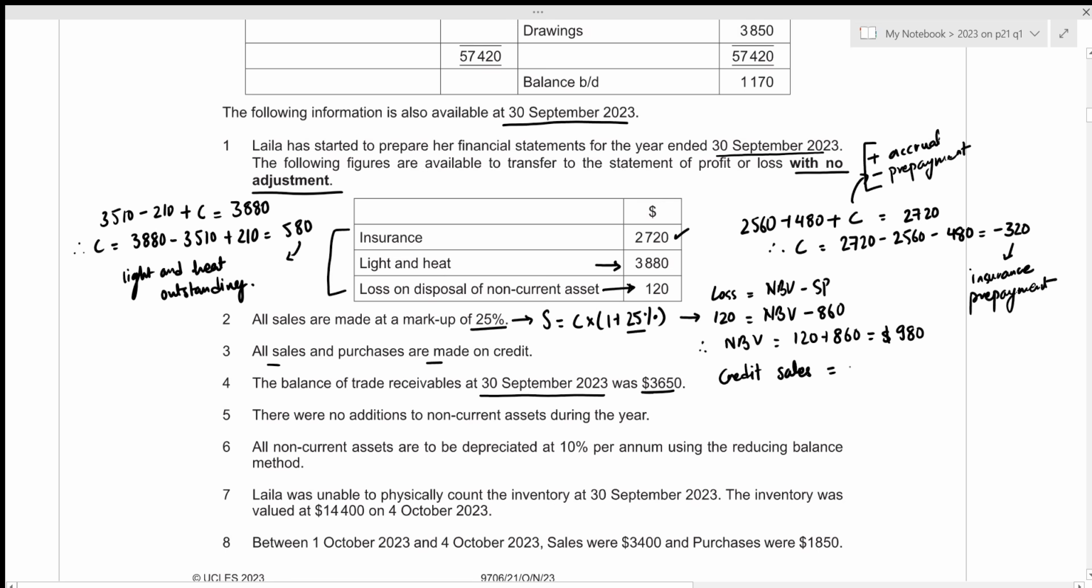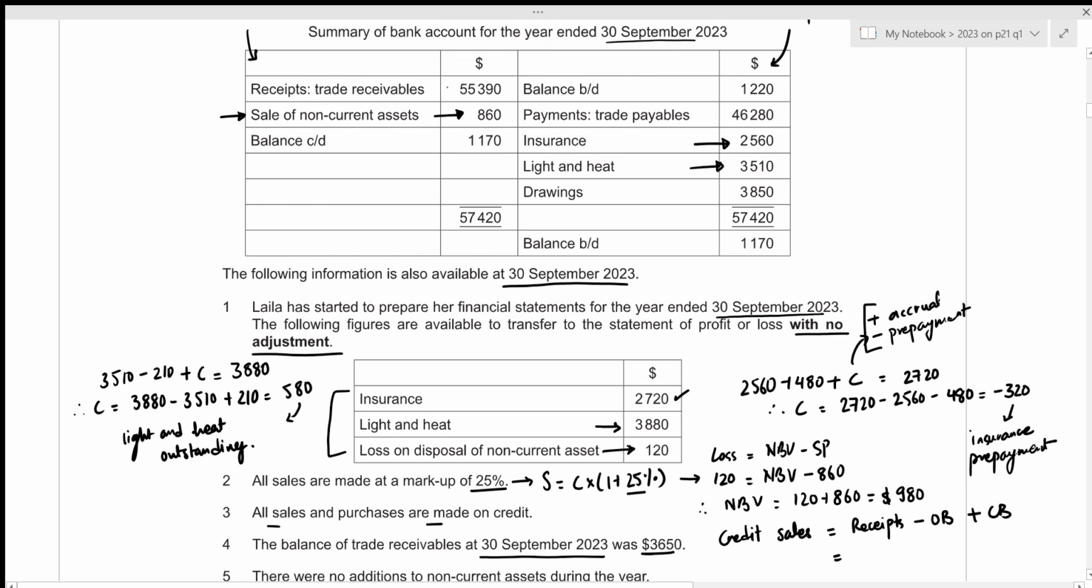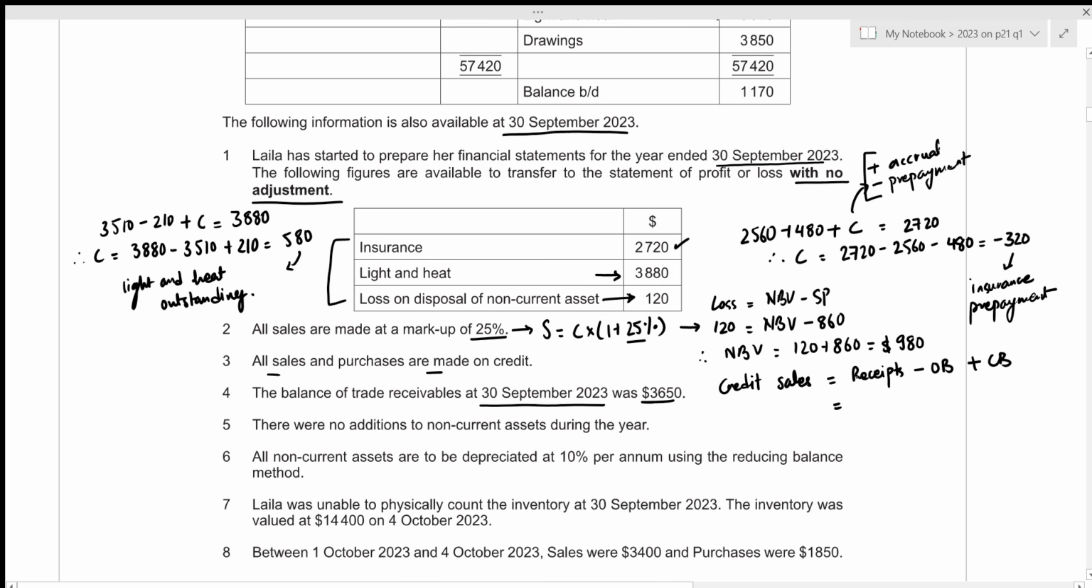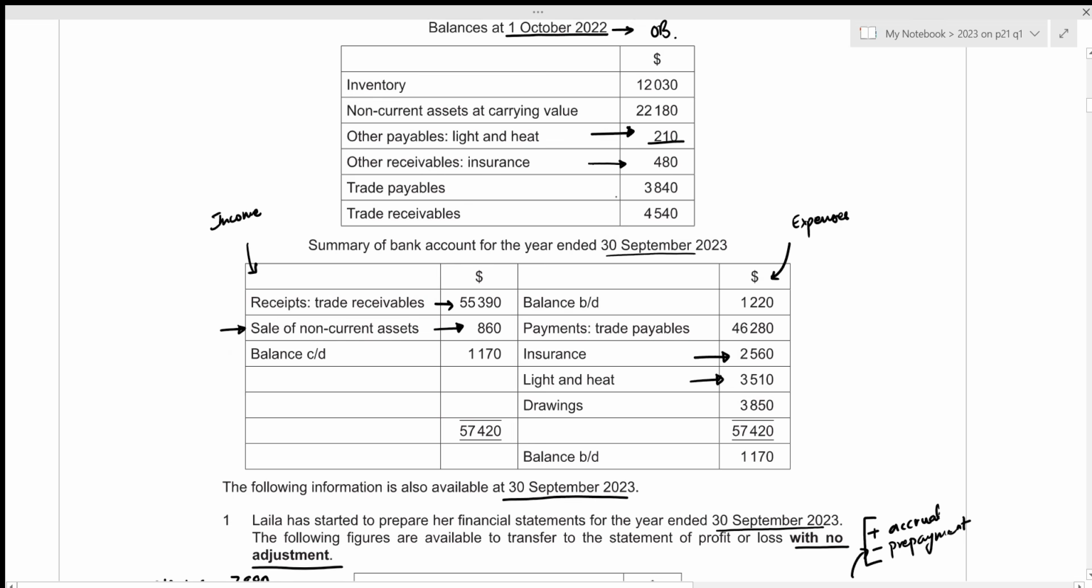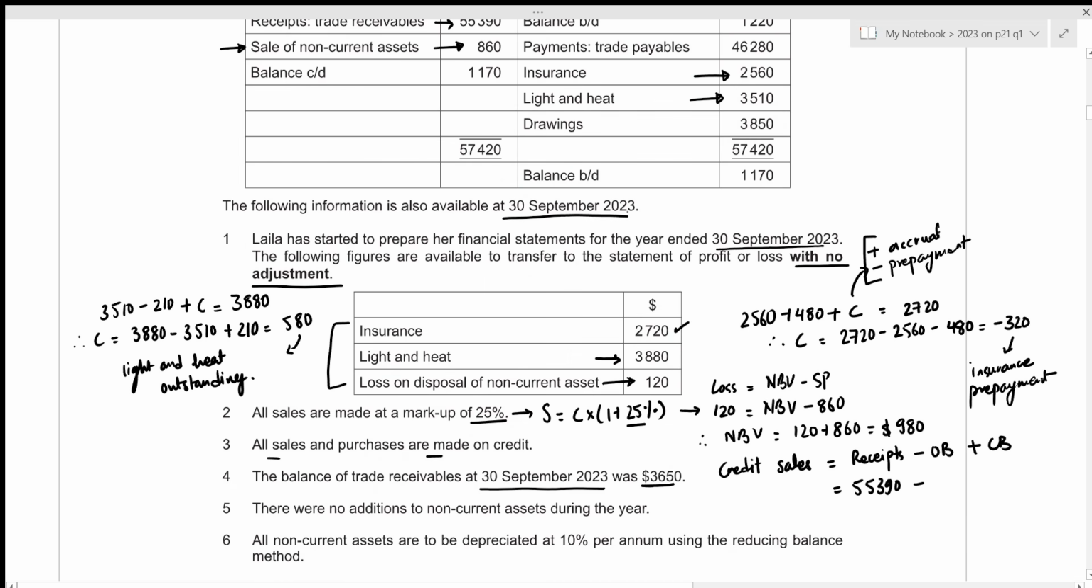Like I said before, we first start with the receipts for our credit sales. Then we subtract the opening balance of trade receivables, add back the closing balance of trade receivables. In this case, we have the receipts from trade receivables to be 55,390. So we start with 55,390. We were given the opening balance of trade receivables as well. Right here, the amount is 4,540. So we subtract 4,540. Then we add back our closing trade receivables, which is given to be 3,650. And this gives the amount of our credit sales to be 54,500. And remember, we were also told that all sales are made on credit, which means that this is our total revenue.